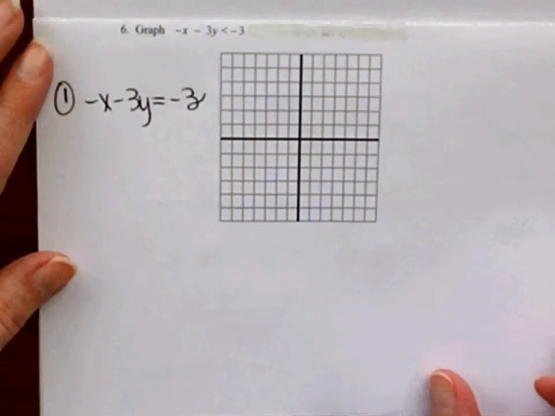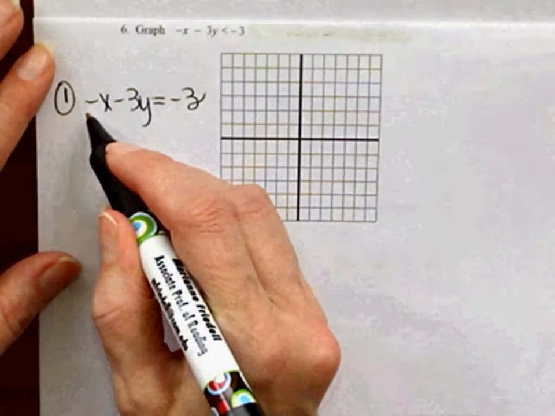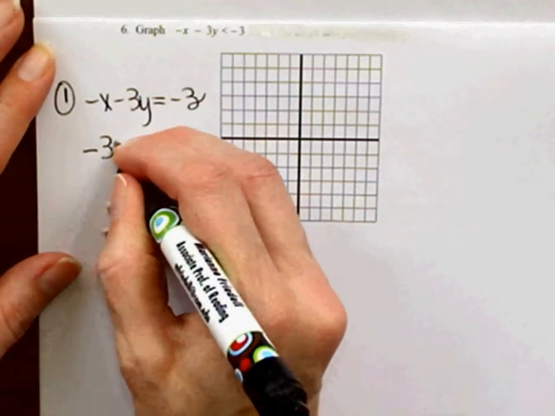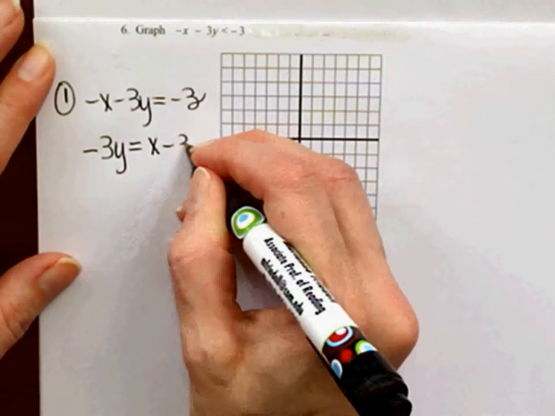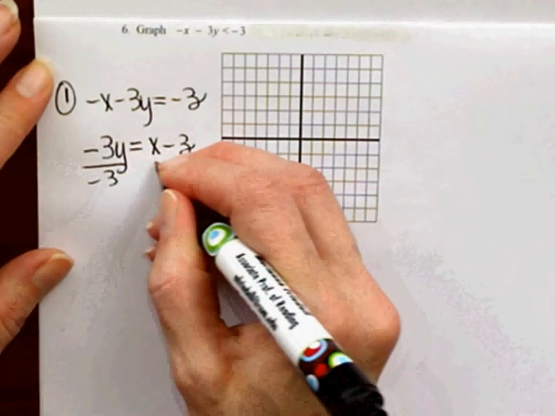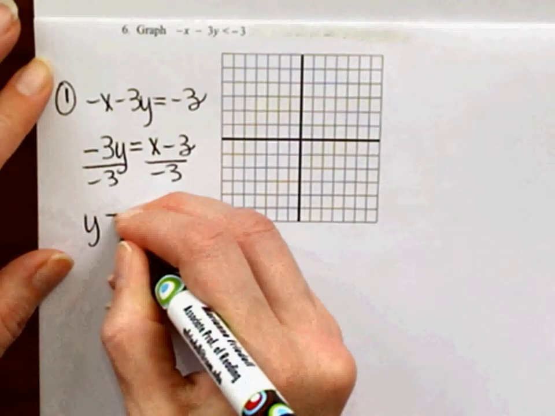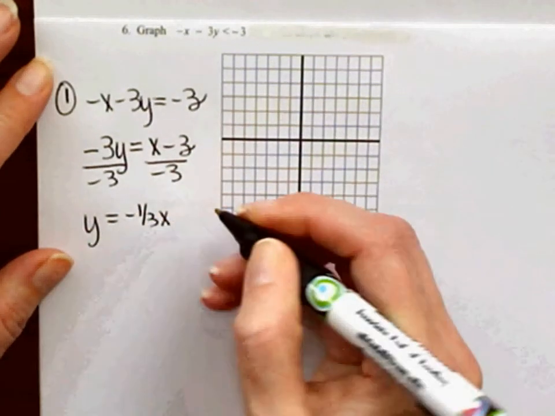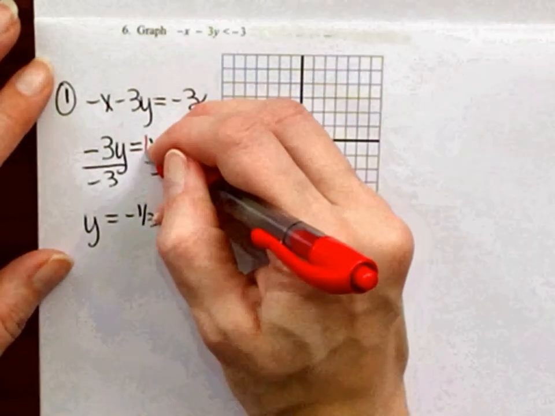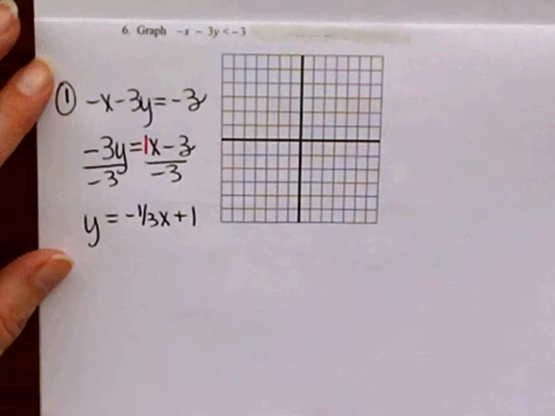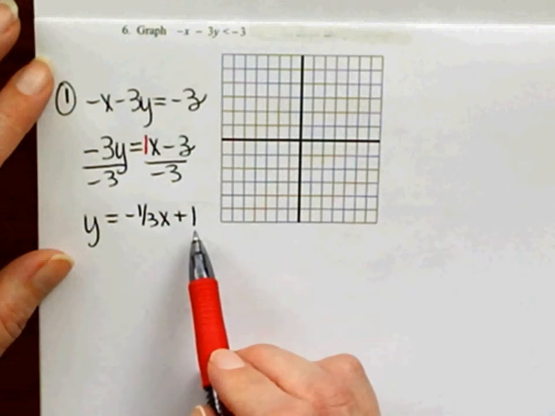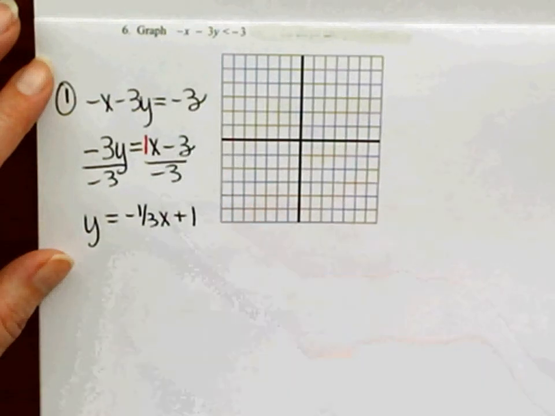Alright, so from here we're going to solve for y. I need to move this term to the other side, so I'm going to add x. Negative 3y is going to equal x minus 3. Still need to go a step further, so we're going to divide by negative 3. y is going to be negative 1/3 x plus 1. Now you may be wondering where that 1 came from. It may be helpful to put the 1 in front of that x because it's understood to be there. So we have a negative 1/3 x. This plus 1 came from a negative 3 divided by a negative 3.